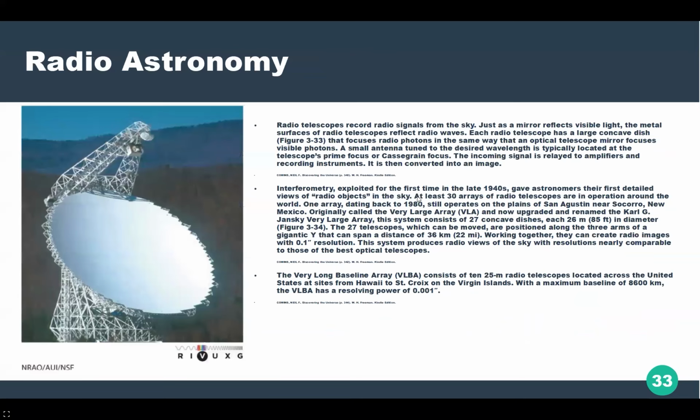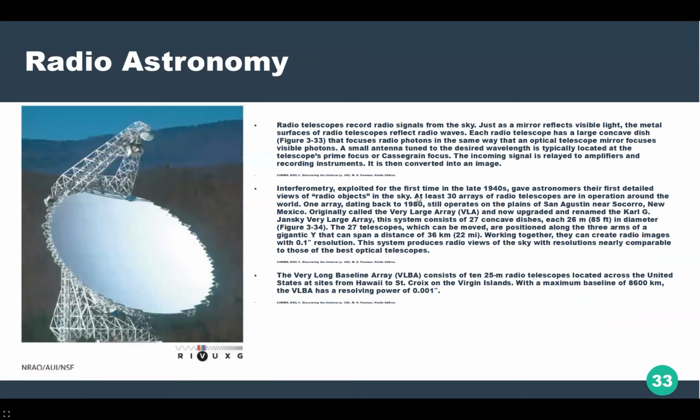Interferometry, exploited for the first time in the late 1940s, gave astronomers their first detailed views of radio objects in the sky. At least 30 arrays of radio telescopes are in operation around the world. One array, dating back to 1980, still operates on the plains of San Agustin near Socorro, New Mexico. Originally called the Very Large Array, and now upgraded and renamed the Karl G. Jansky Very Large Array, this system consists of 27 concave dishes, each 26 meters in diameter.